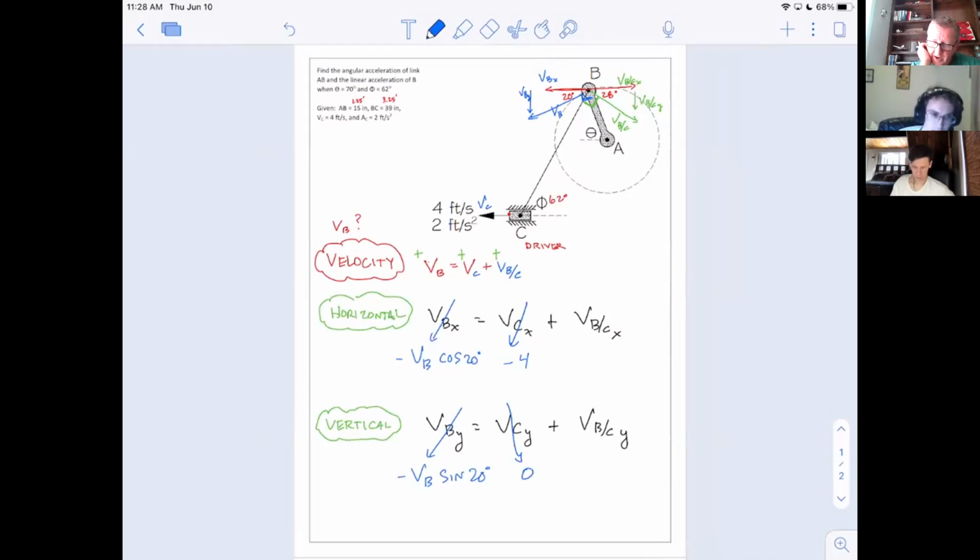And then BC is going to behave exactly like B did. I say, well, what's BC doing in X? That's the same as the velocity of BC, but modified by the cosine of 28 degrees. And it's right, so it's positive. And this is down. Velocity of BC in Y, modified by the sine of 28, and it's moving down. Mission accomplished. I now have 2 equations, 2 unknowns.